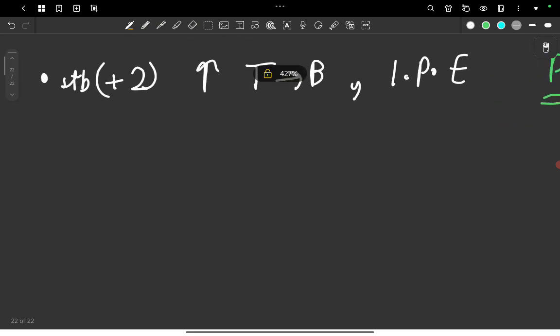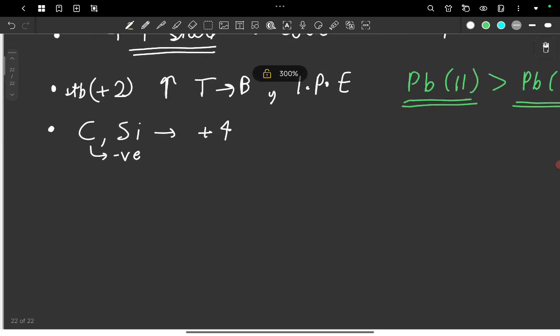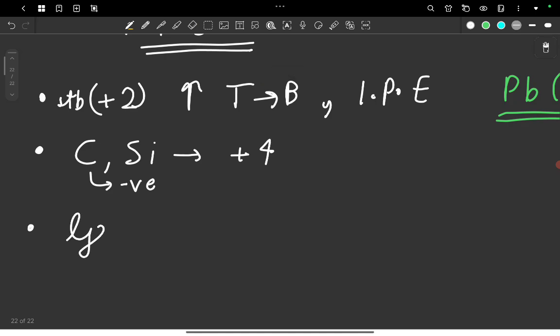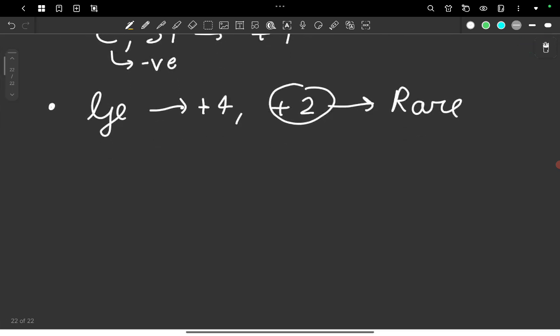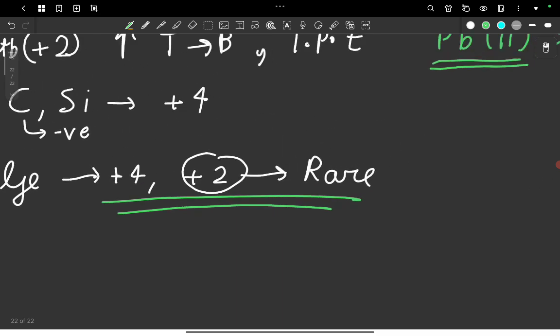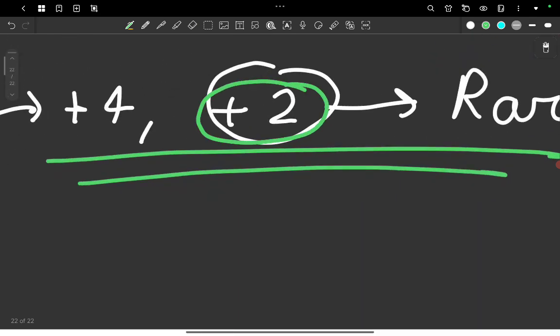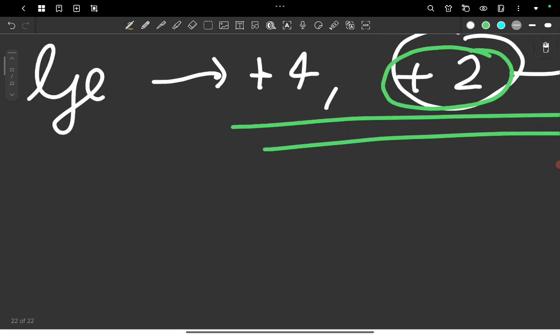Now, what do the individual elements show as oxidation states? Carbon, silicon mainly show plus 4, while carbon can show negative ones. And germanium shows plus 4, but in very rare cases it can show plus 2. But this is only the beginning. This is only the beginning of this stability of the plus 2 oxidation state. Its villain arc has just begun.